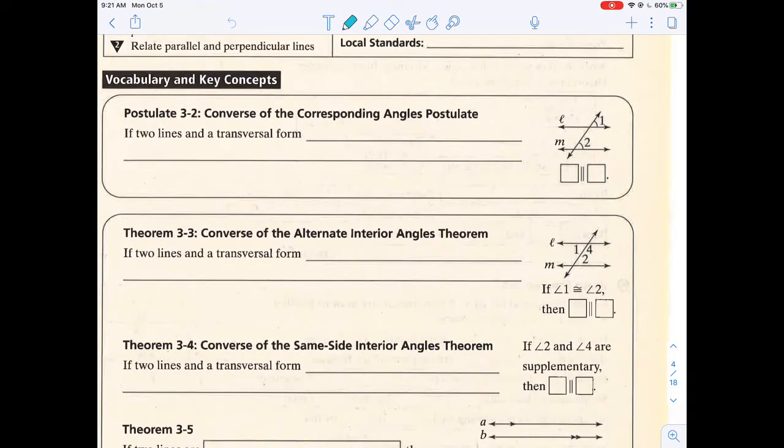Postulate 3.2 is the converse of the corresponding angles postulate. So, it's like switching the hypothesis and the conclusion because it's the converse. So if two lines in a transversal form congruent corresponding angles, then the two lines are parallel.